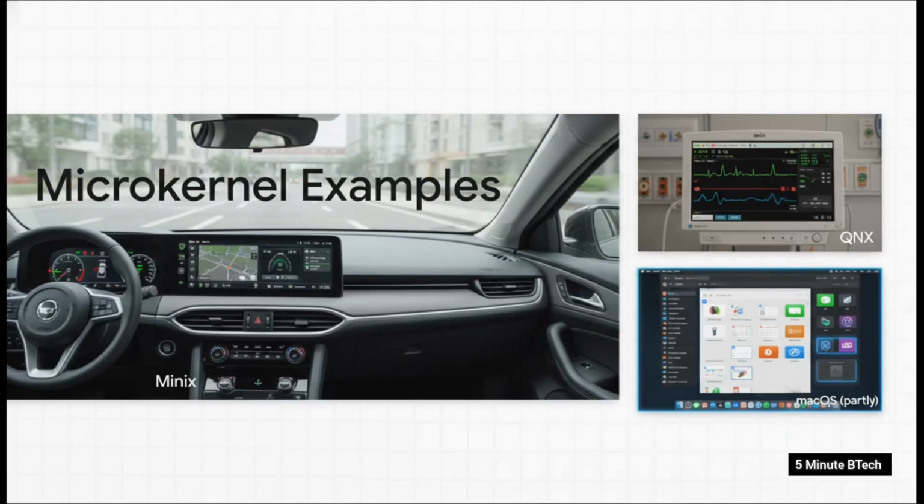You'll find this architecture in systems where reliability is everything. Think QNX, which is used in cars and critical medical devices. And what's really interesting is that even though it's not a pure microkernel, Apple's macOS actually borrows a lot of these ideas to improve stability, which kind of gives us a little hint about where we're headed next.